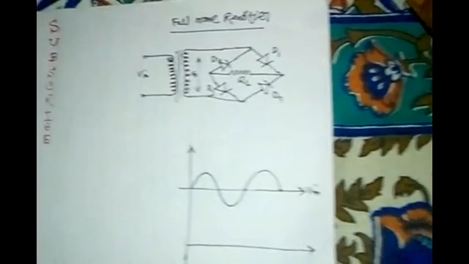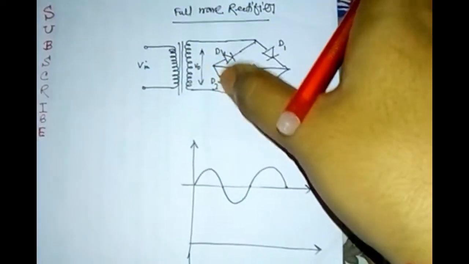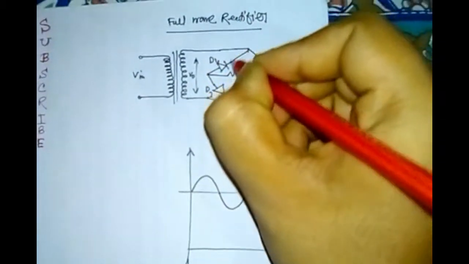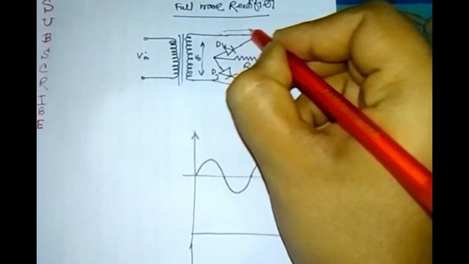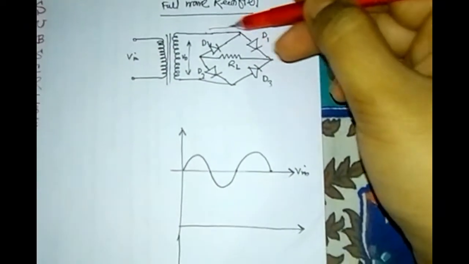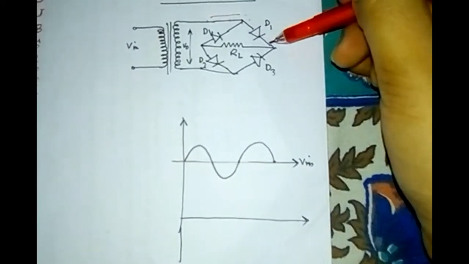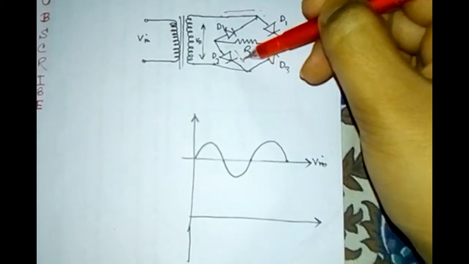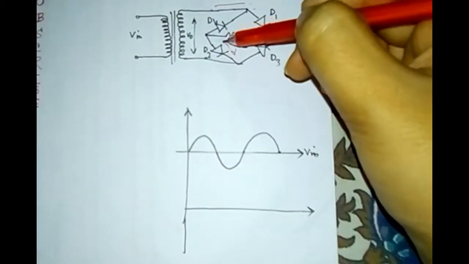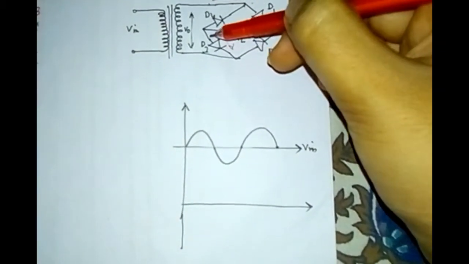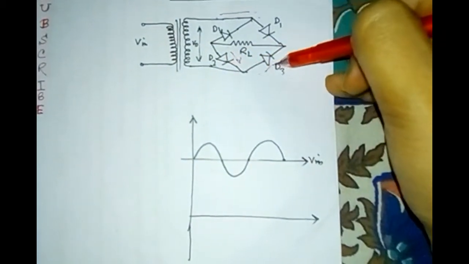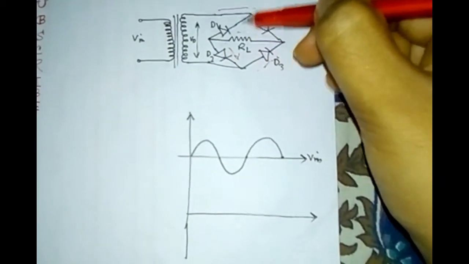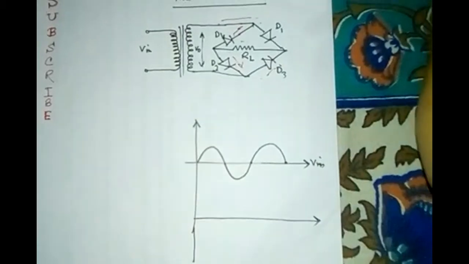Now for the full wave rectifier, here 4 different diodes are used. So for the positive half cycle, the current flows from the supply to diode 1, to the resistance, and to diode 3. And for the negative half cycle, it goes through diode 3, then the resistance, and to diode 4.